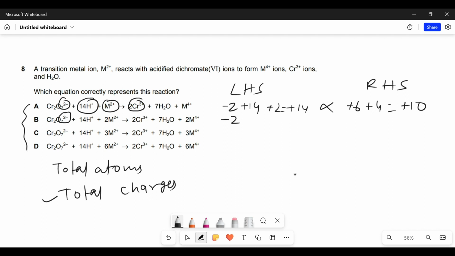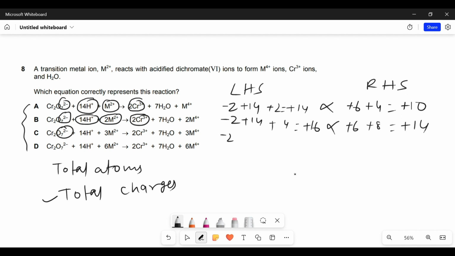Option B. There is 2 negative, minus 2, 14 positive, plus 14. There is 2 2s are 4, plus 4, which gives us +16. Now let's look at the right hand side. 2 3s are 6, plus 6. This is neutral. 2 4s are 8, 8 plus 6, plus 14.